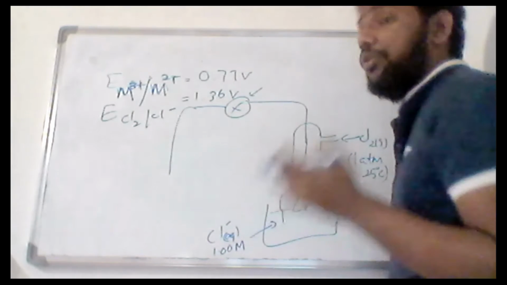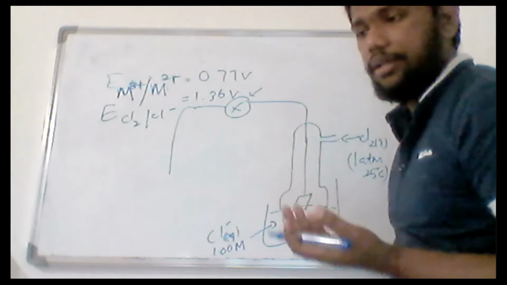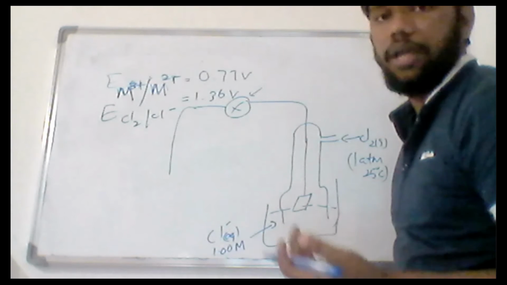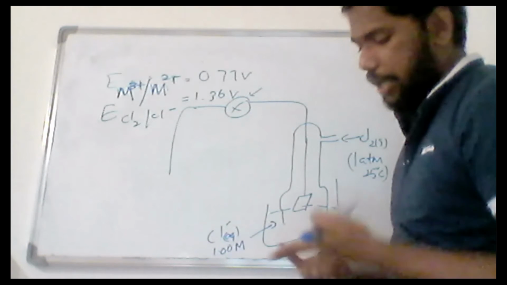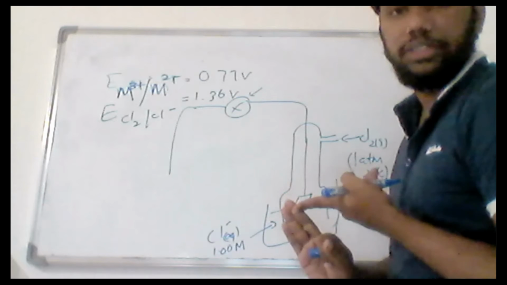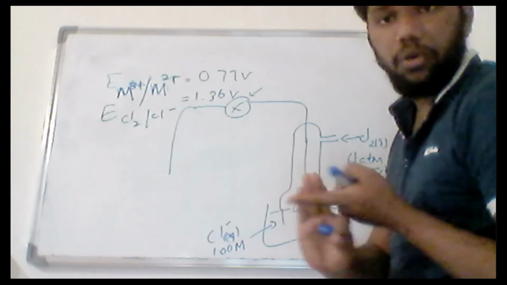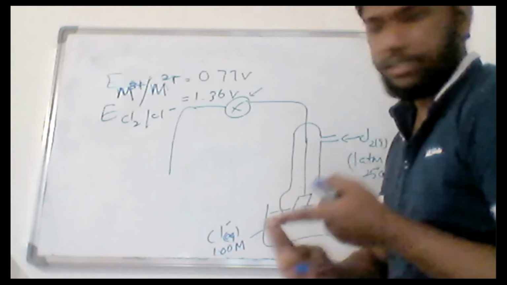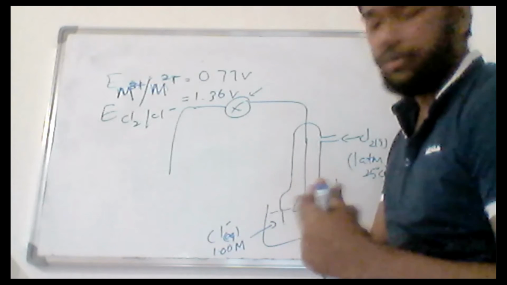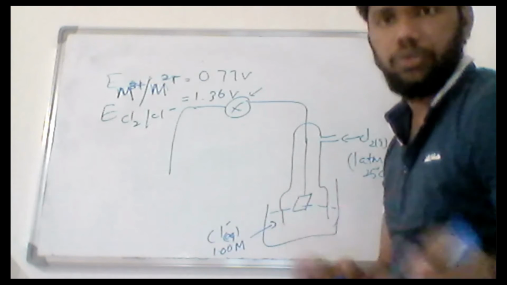So you need to understand in electrodes, typically we describe several types of electrode: metal electrode, gas electrode, and redox electrode. If you don't know these three, metal electrode, gas electrode, and redox electrode, please go through my video.